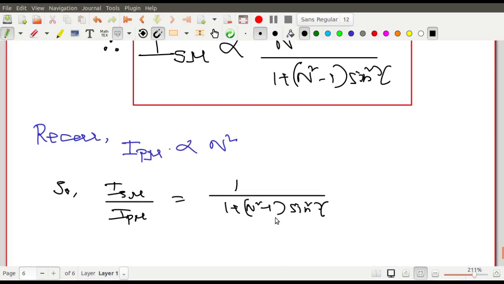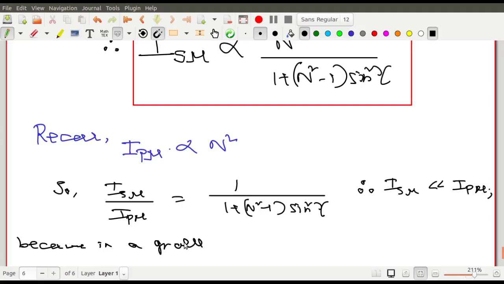So whatever I understand over here, এখান থেকে যেটা আমরা conclusion পাচ্ছি, that is intensity of the secondary maximas is lesser than the primary maximas. Why? Because in a grating capital N is very large. Because in a grating capital N is large, and I have said that it is how large?